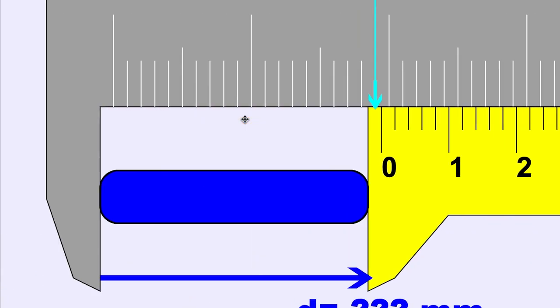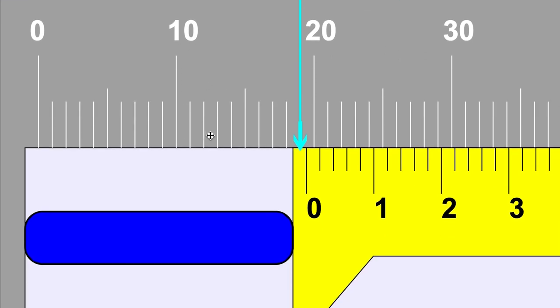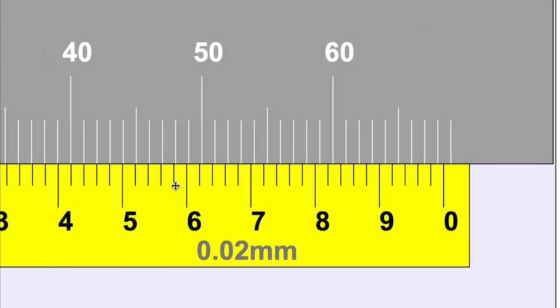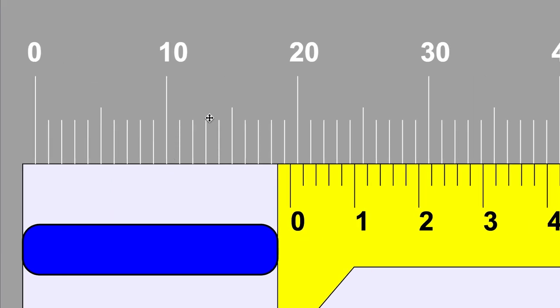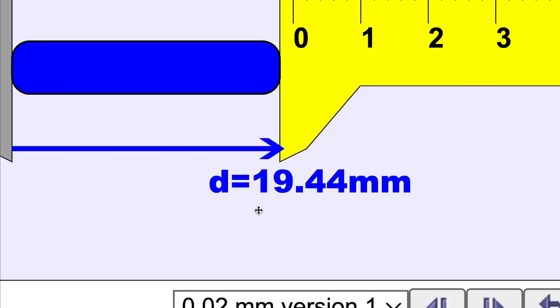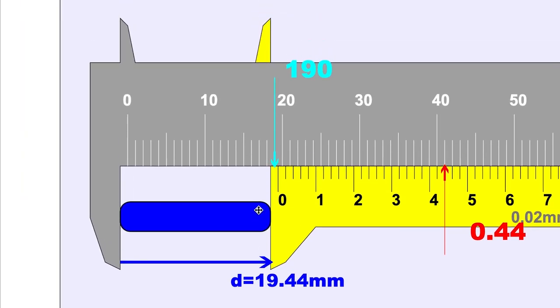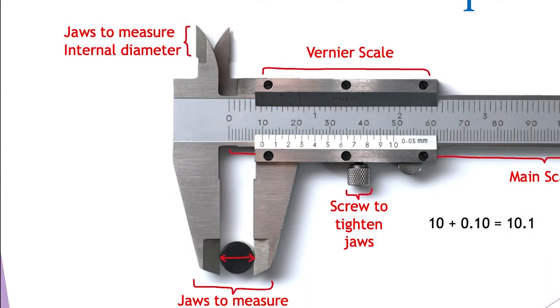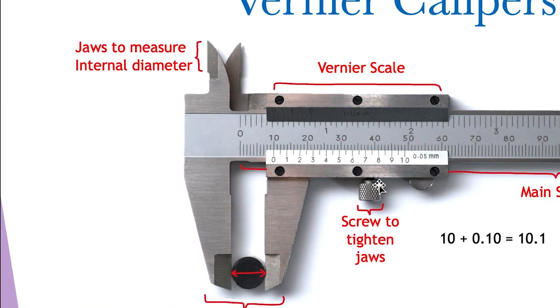So 0.44 millimeters is the vernier scale reading, and 19 is the main scale reading. So when we add this vernier scale reading to the main scale reading, which is 19, we get the answer. And the answer is 19.44. So this is the answer of this vernier calipers. So this is how we use a vernier calipers to measure an object's length or diameter.